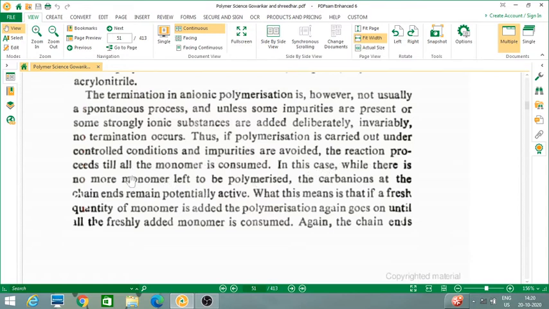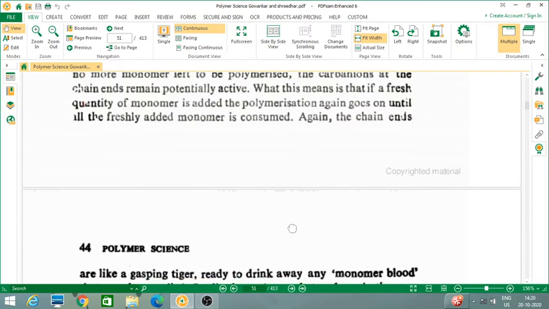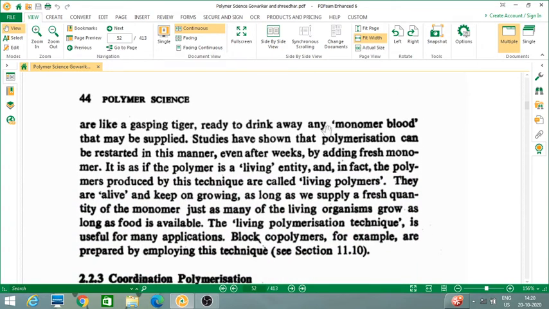In this case, while there is no monomer left to be polymerized, the carbanion at the chain ends remain potentially active. What this means is that if a fresh quantity of monomer is added, the polymerization again goes on until all the freshly added monomer is consumed. Again, the chain ends are like a gasping tiger, ready to drink away any monomer blood that may be supplied. Studies have shown that polymerization can be restarted in this manner even after weeks by adding fresh monomer.